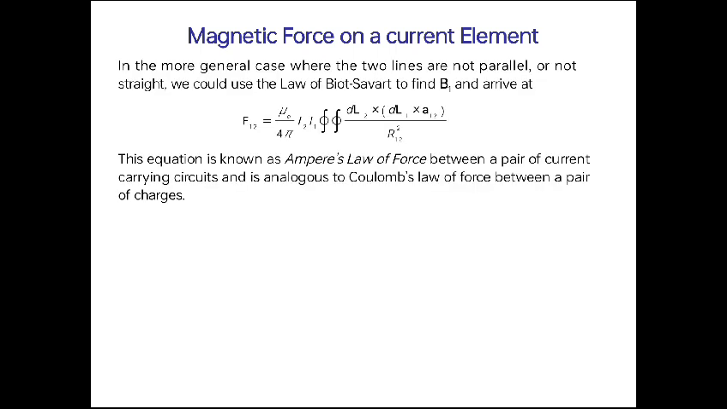In this more general case where the two lines are not parallel or not straight, we could use the Biot-Savart law to find the magnetic flux density. The equation is given as below.